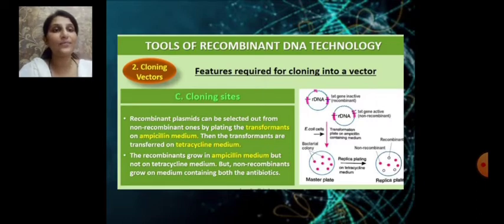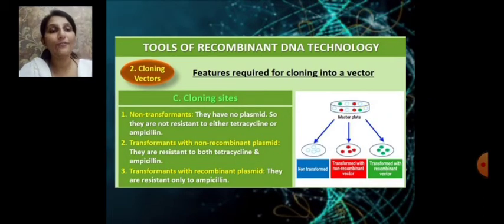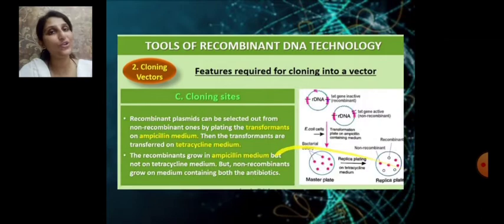Then the transformants are transferred into tetracycline medium. On tetracycline medium, who will die and who will live? Only those with the non-recombinant vector will grow in tetracycline, whereas the transformants with recombinant vector will not grow in tetracycline medium. So from ampicillin medium, they are plated onto tetracycline medium.